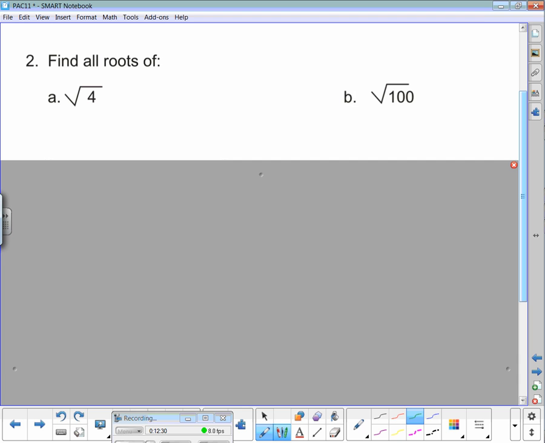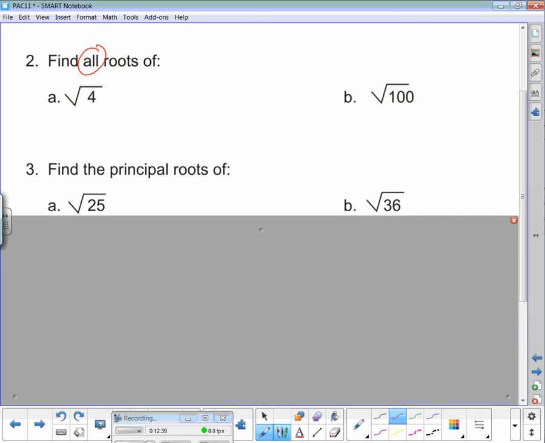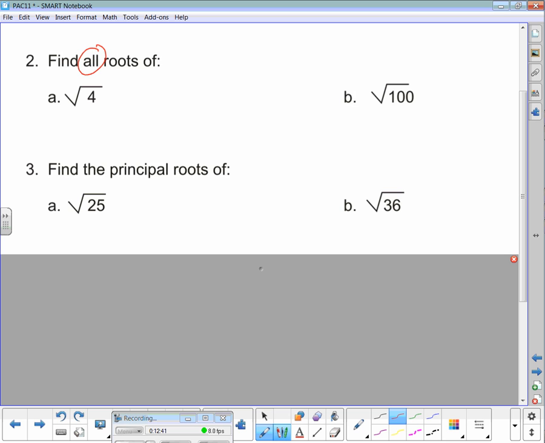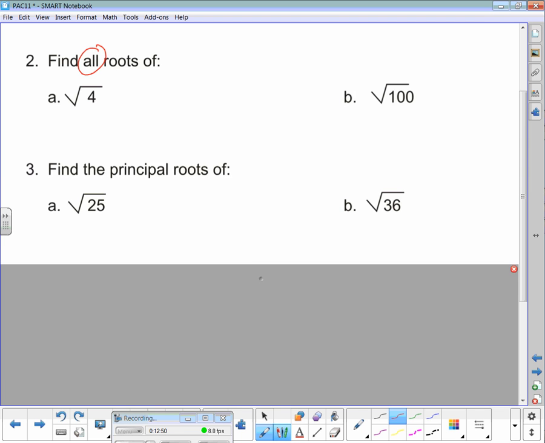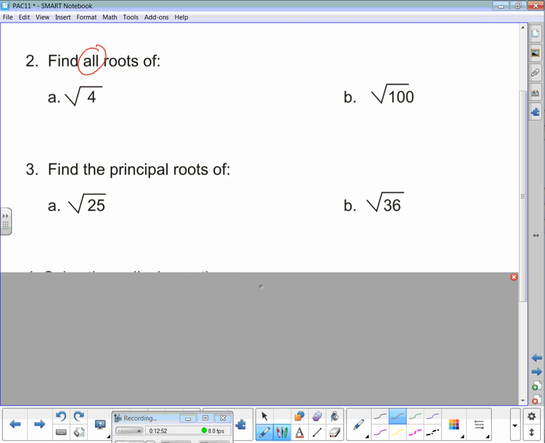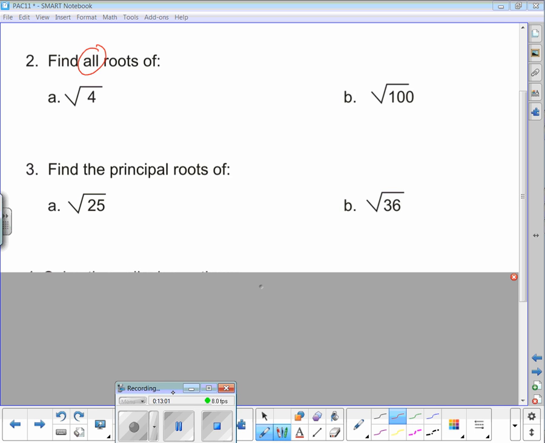All right, go ahead and go through and do 2a and 2b. It says find all roots. And by the way, if you look on your sheet, question 3 says find the principal roots. So that should tell you 2 and 3 are a little different. See what you can do. Why don't you do 2a, 2b, and just pause, and then I'll deal with 3a and 3b.